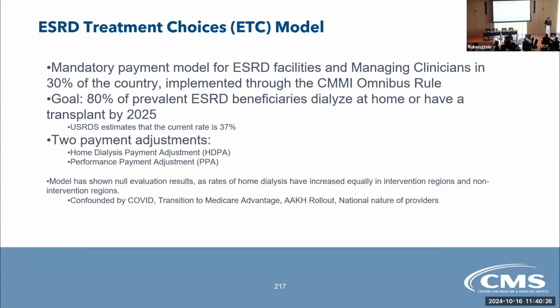And the idea there is to increase the rates of home dialysis nationwide through different payment adjustments based on dialysis facilities and nephrologist rates of home dialysis and transplant waitlisting. That model's shown some null evaluation results so far with no statistically significant results.